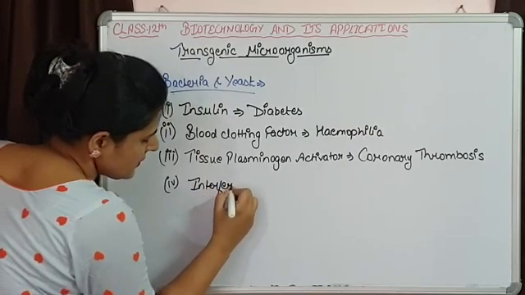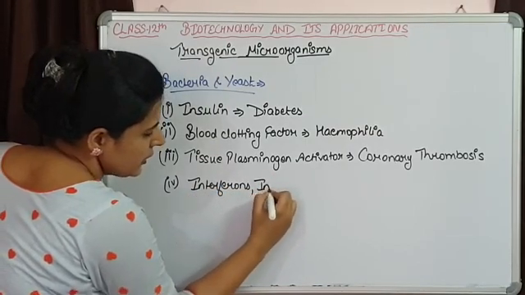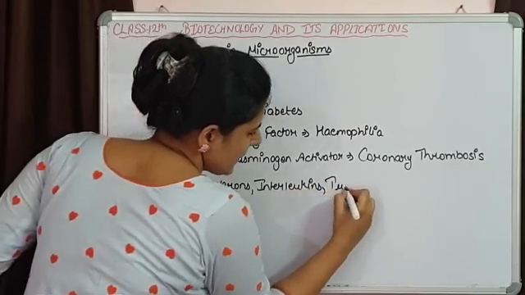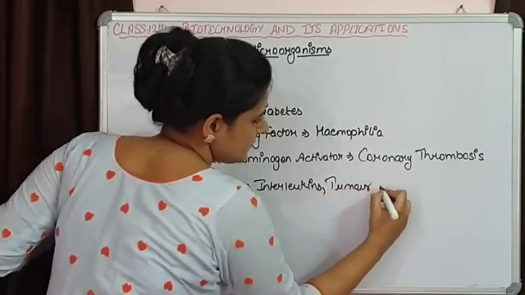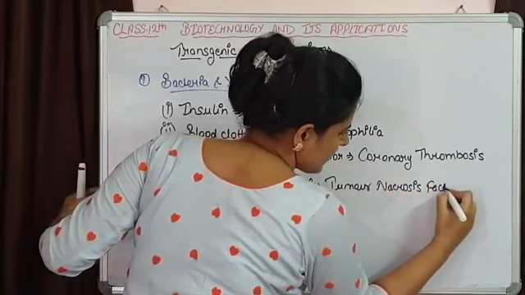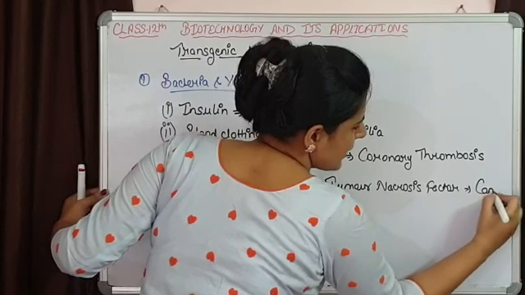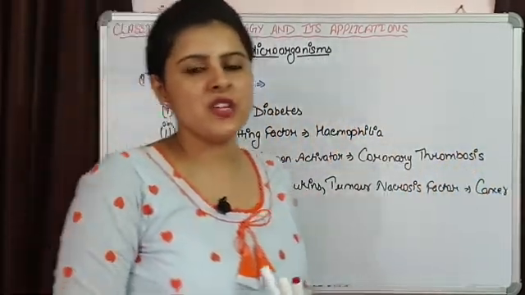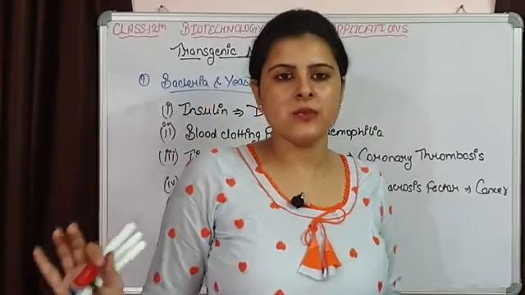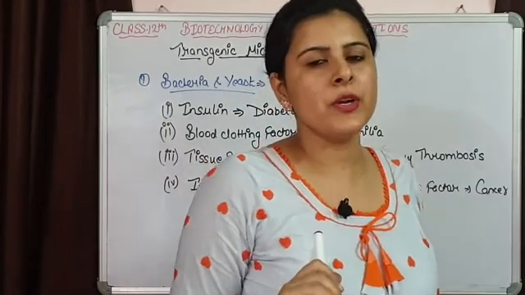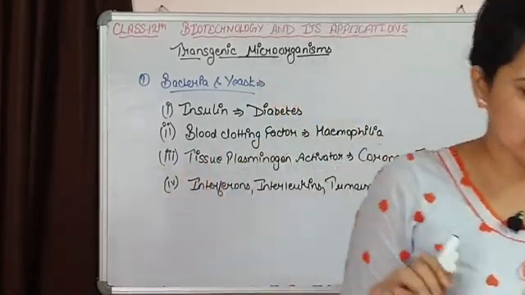So interferons are being produced, interleukins, tumor necrosis factor, and all these things are used in the treatment of cancer. So this is how these transgenic microorganisms have been modified by human beings, and they are used in the treatment of lots of deadly diseases.